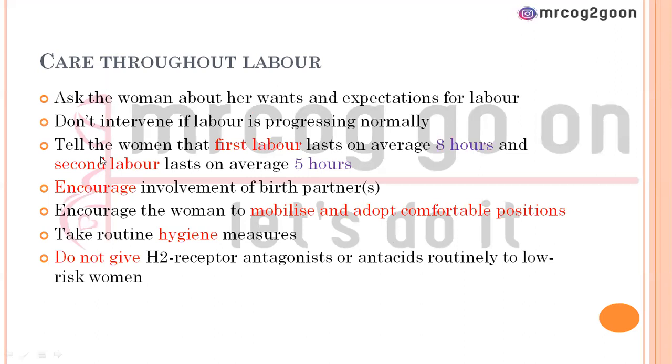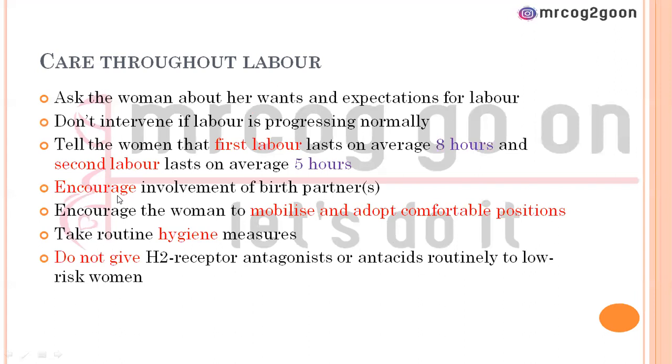Tell the woman that for nulliparous, the average first labor is 8 hours. And for second labor, it lasts for 5 hours. This is the average. For us, this will not have much impact. This is just to comfort her. But for us, what will really have significance is how long the first stage and second stage should go, and this we will talk about again.